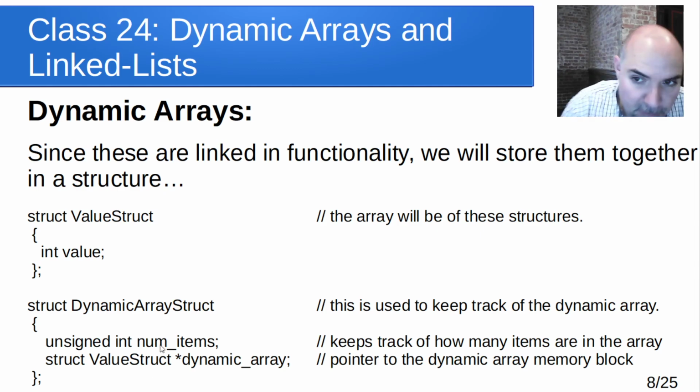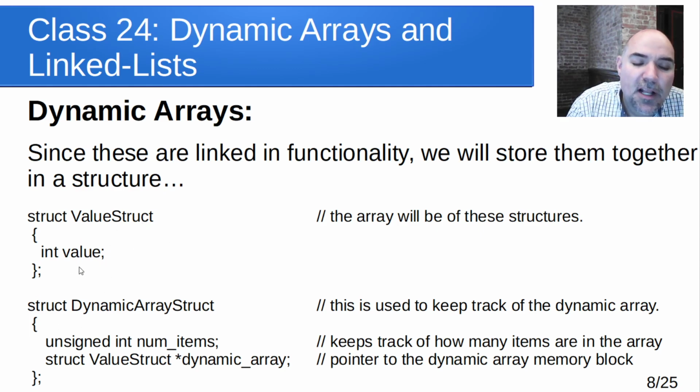You could do this differently, but I'm making a structure called dynamic array struct. Inside of that, I'm storing the number of items and the pointer to the block of data. So now this block of data is going to be the right size for that number of items of this type, this struct value struct.